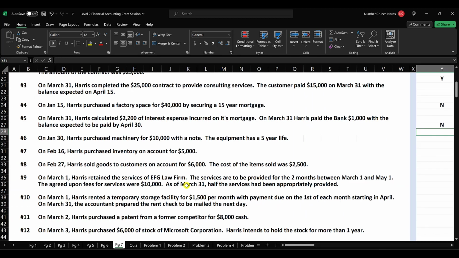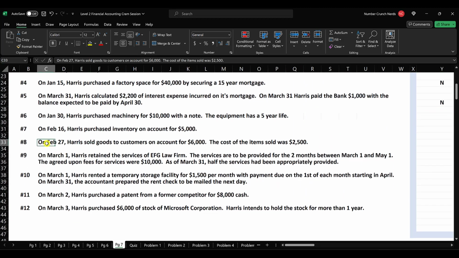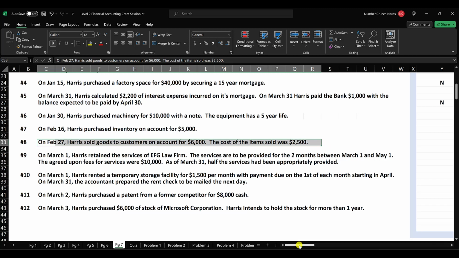All right, number 8. On February 27th, Harris sold goods to customers on account for $6,000. The cost of the items were $2,500. All right, so we sold goods. That sounds like what? Like revenue, so sales revenue.